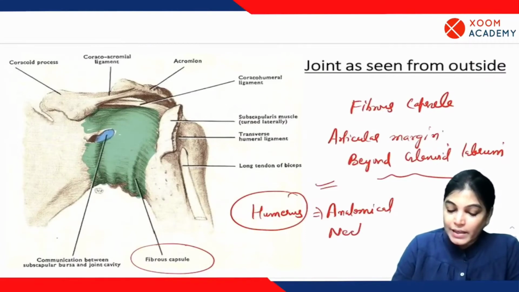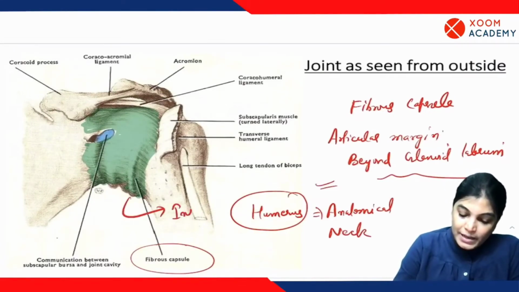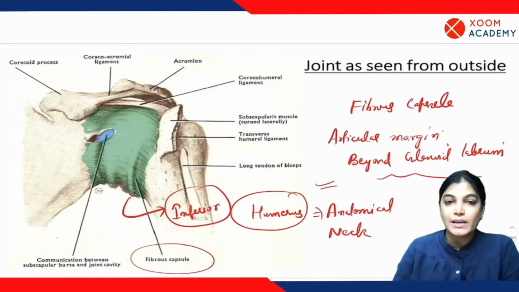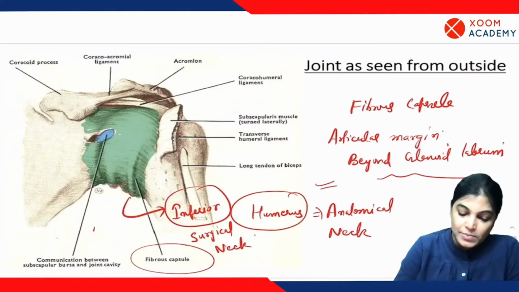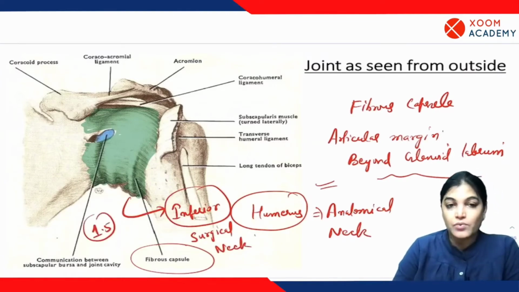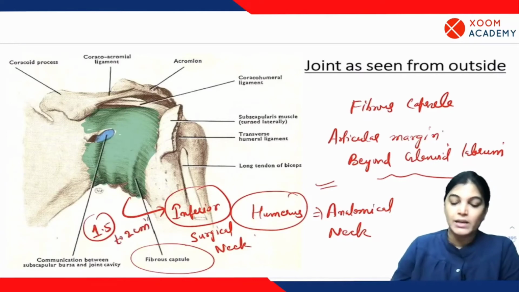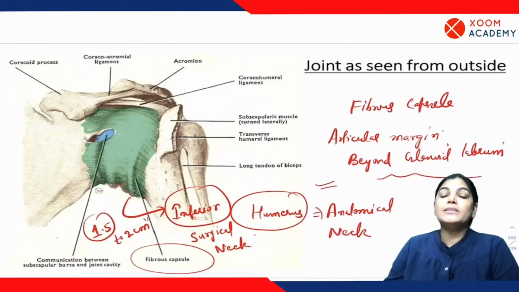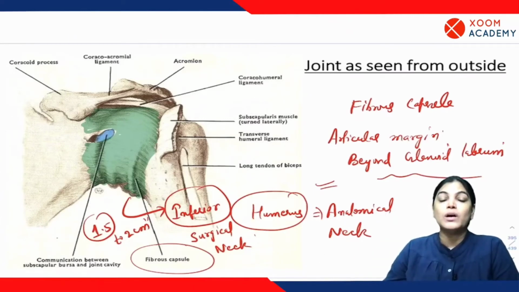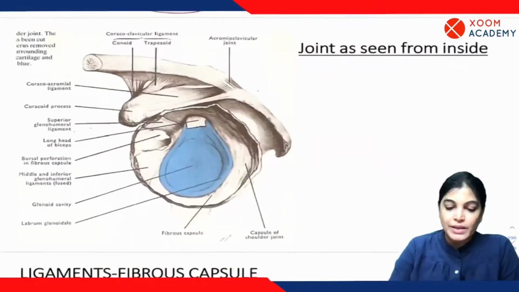Actually only on the inferior aspect, the attachment is not exactly on the anatomical neck, but it goes towards the surgical neck of the humerus bone. At the inferior aspect it is 1.5, and sometimes 1.5 to 2 centimeters below the anatomical neck. So the weak point of the fibrous capsule of the shoulder joint is its inferior aspect, because there it is not exactly attached onto the anatomical neck of the humerus bone, but is going towards the surgical neck, 1.5 centimeters below the anatomical neck. Okay, so it is only inferiorly weak.